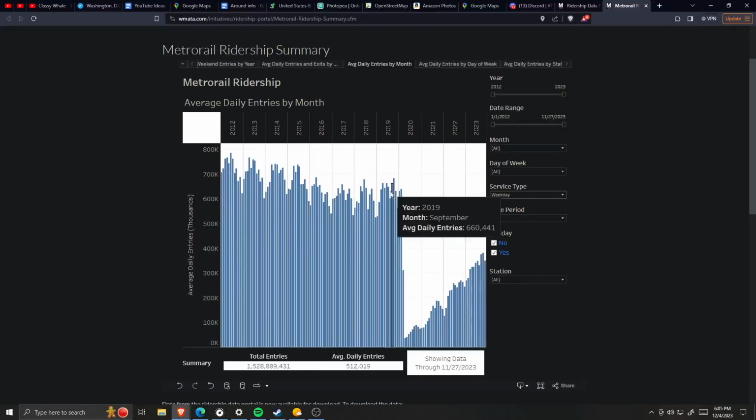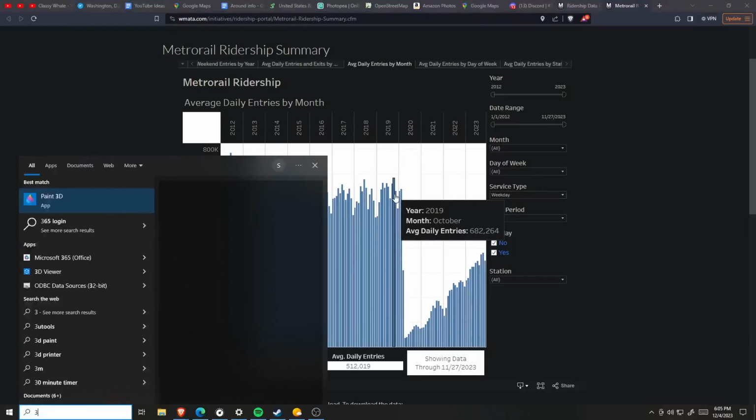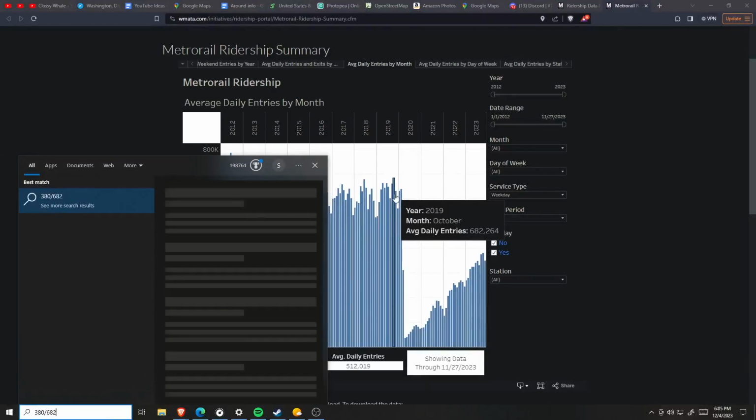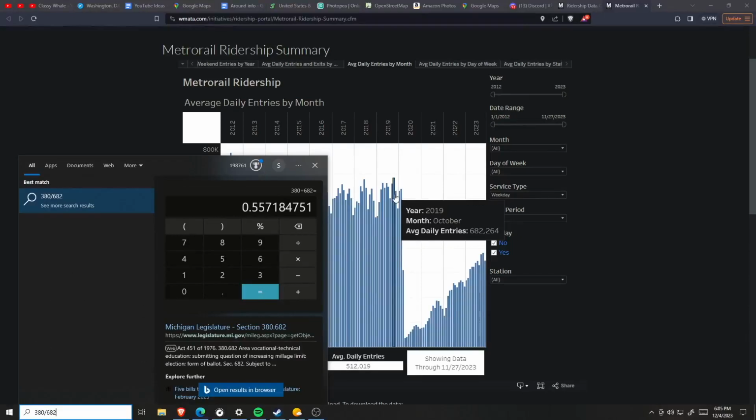And then we find October 2019. There we go. So 380. And then, where is it? 682. So 380 divided by 682 gives us 0.55. So we're about 0.55 of pre-COVID levels.